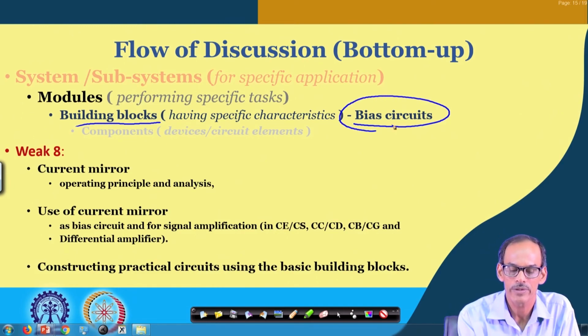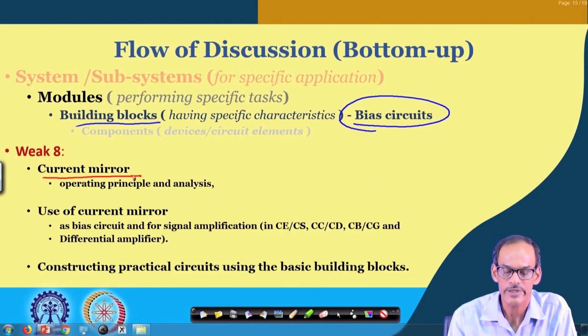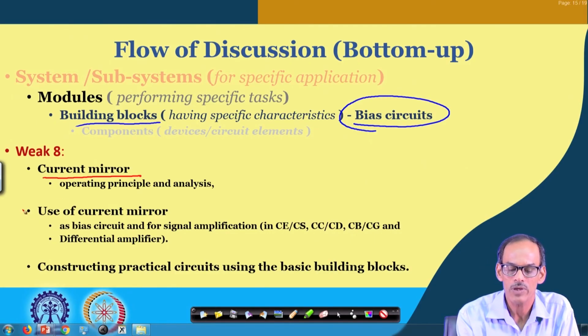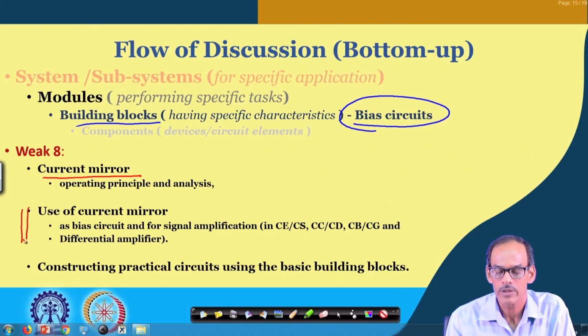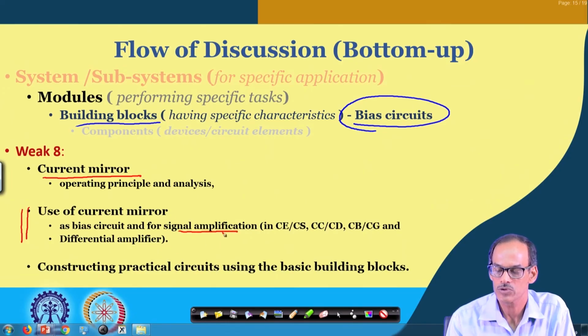So, in week 8 we will be discussing the current mirror. This special kind of biasing circuit, the current mirror, will be discussed, and then subsequently how it can be used for biasing the main amplifiers to amplify the basic signals in a better way, particularly for the differential amplifier and the common collector stages.